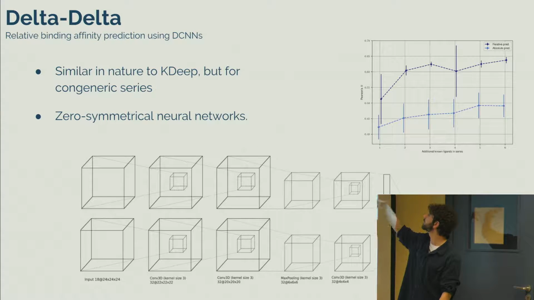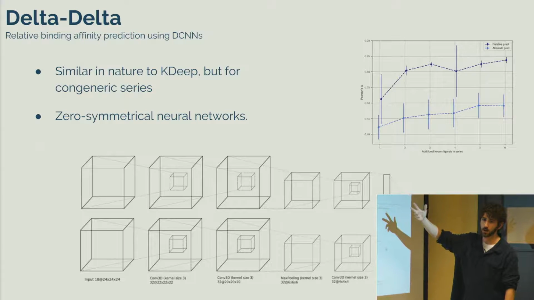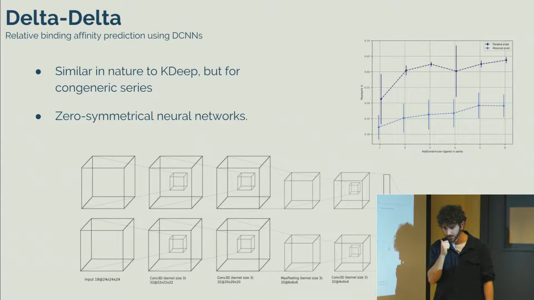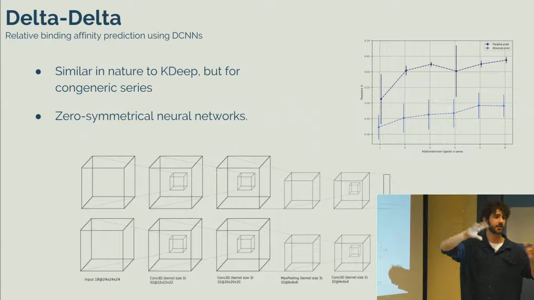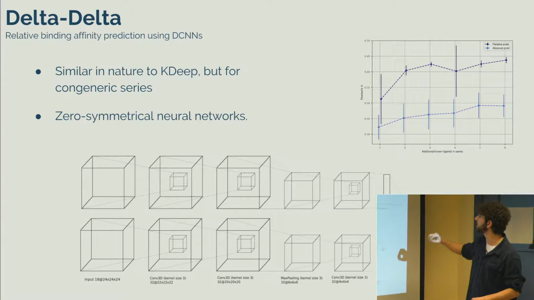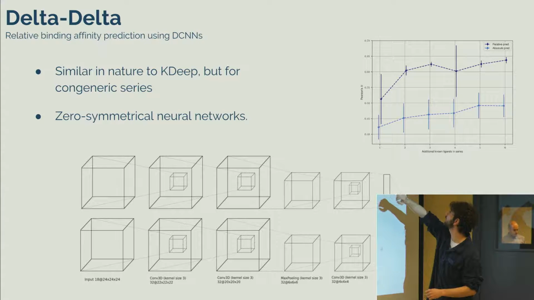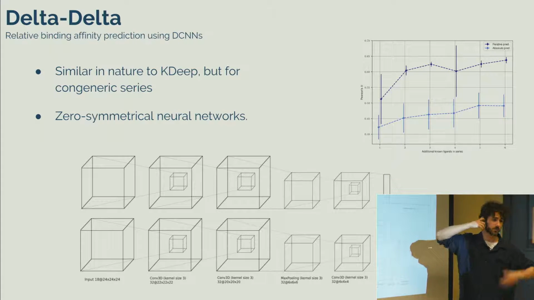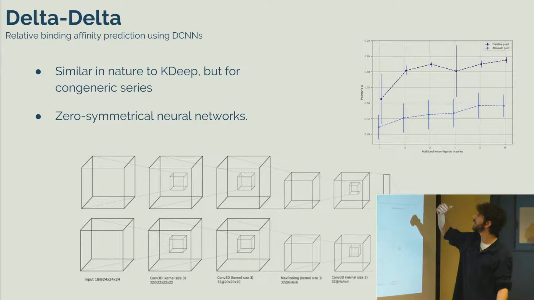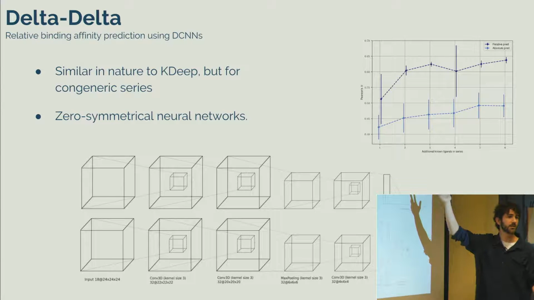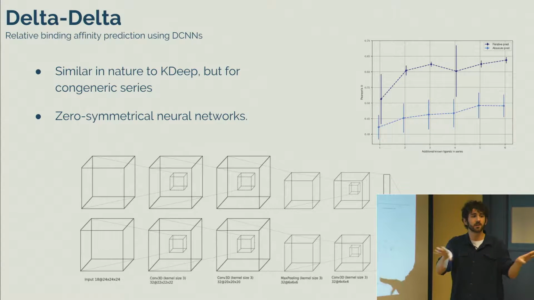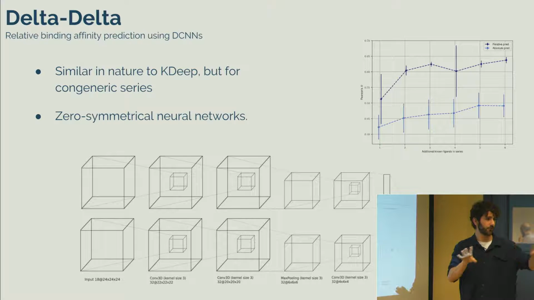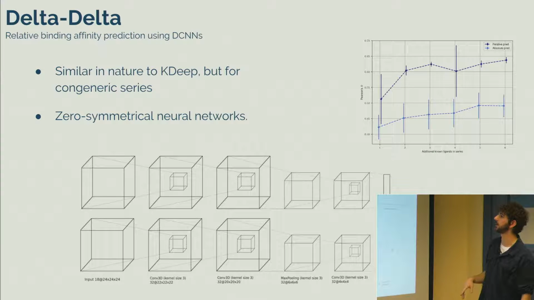And here is an example comparing some congeneric series, which is a series of similar molecules. You cannot really see it here, but this light blue is absolute affinity prediction, so Kdeep, and here it's relative affinity prediction. So it really increases performance compared to an absolute affinity prediction, which is, I mean, they're just different tools for different parts of the drug discovery pipeline. All right, and next slide.